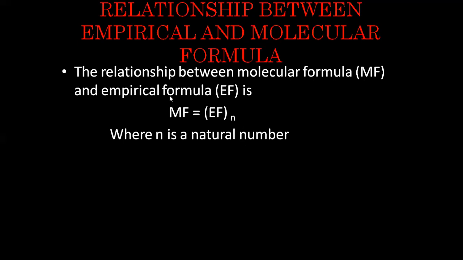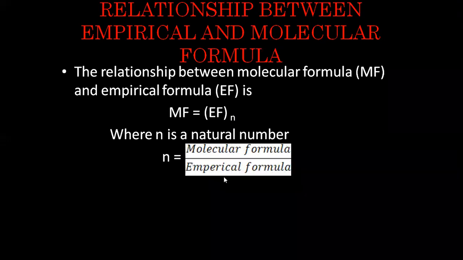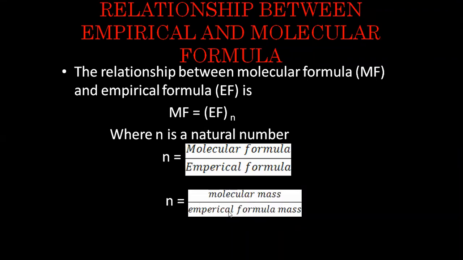So from this definition, what is the value of n? Because molecular formula is n times the empirical formula, n will be equal to molecular formula by empirical formula. Or what we can write is n equals molecular mass by empirical formula mass. That is how we calculate that common factor. So if we know the molecular mass and the empirical formula mass, then the ratio of those is nothing but n.